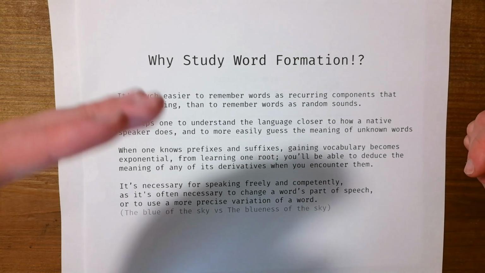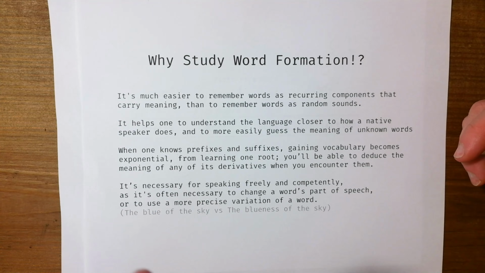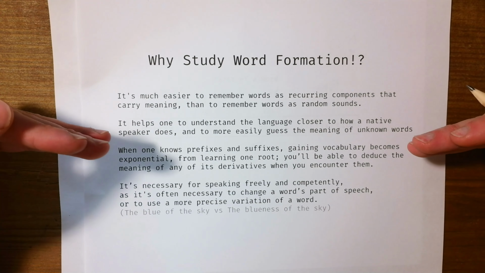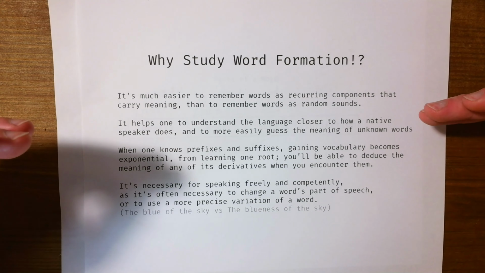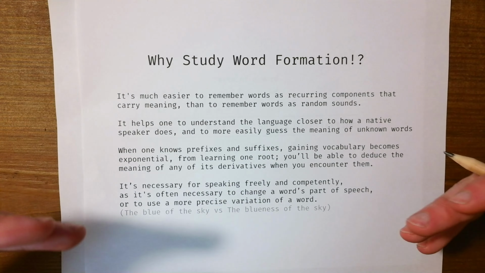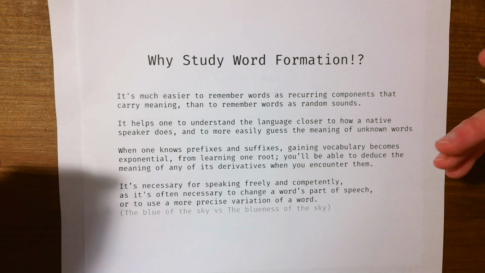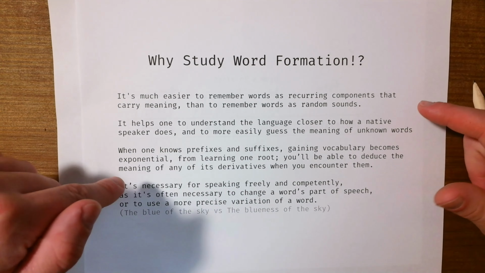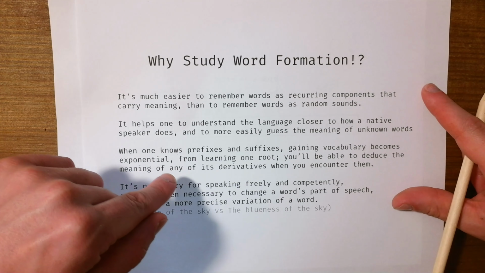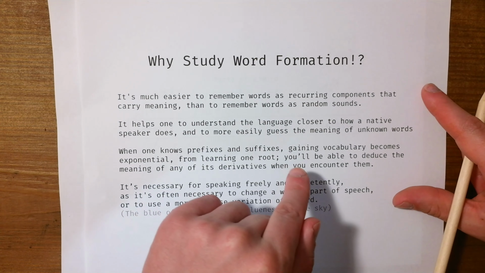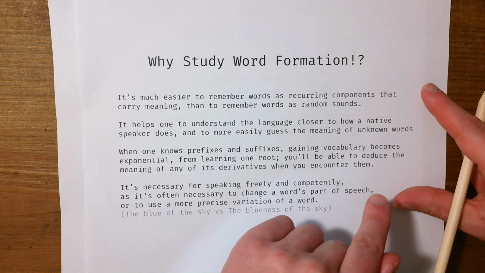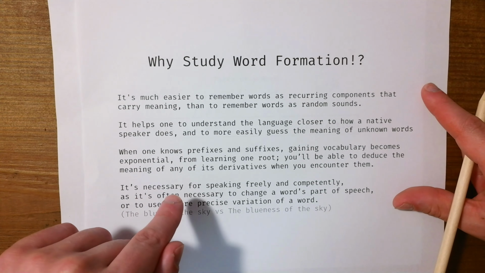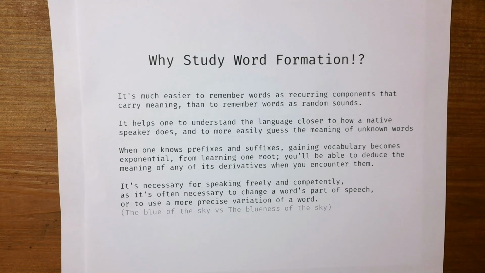Well, back to the explanation example. It's in everyone's mind that -ание makes it a noun. So if you have that, but for Russian, well, then you'd understand Russian as a native speaker would. When one knows prefixes and suffixes, gaining vocabulary becomes exponential. From learning one root, you'll be able to deduce the meaning of any of its derivatives when you encounter them.